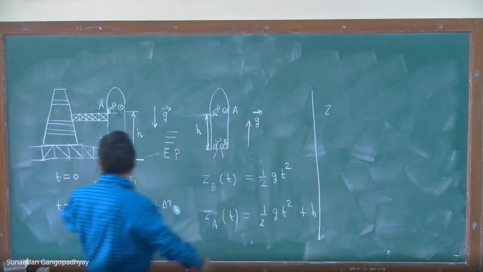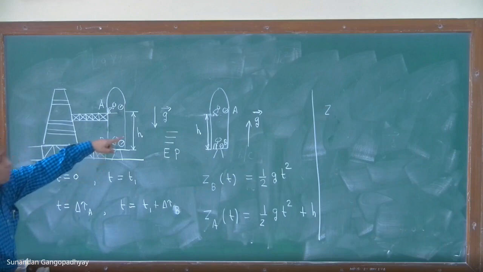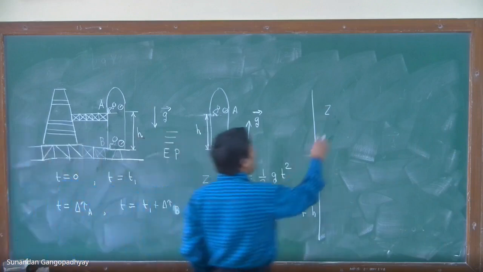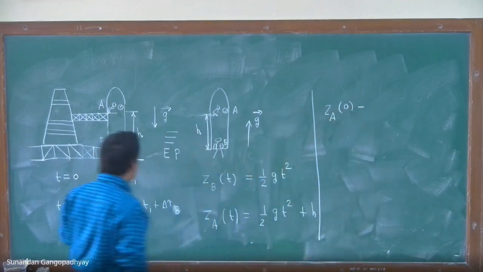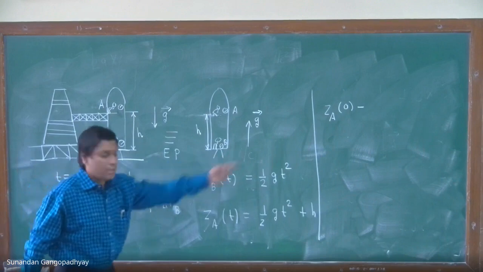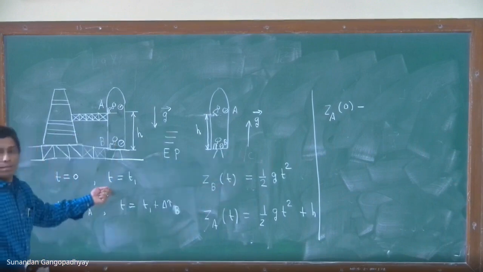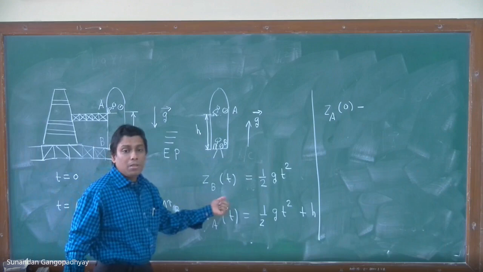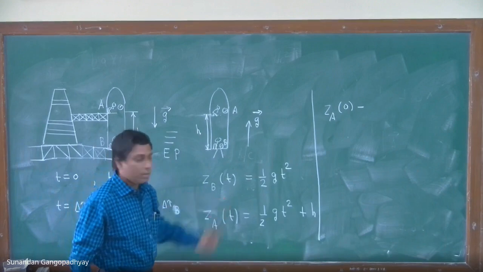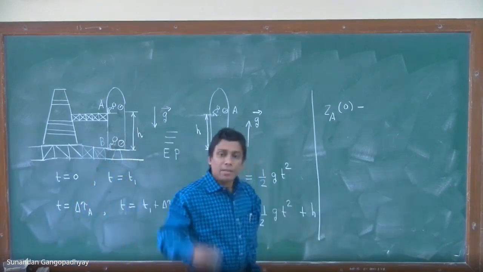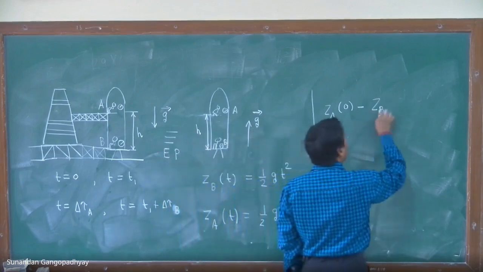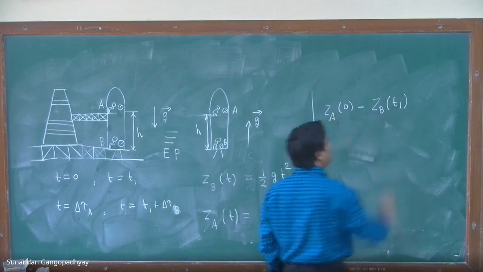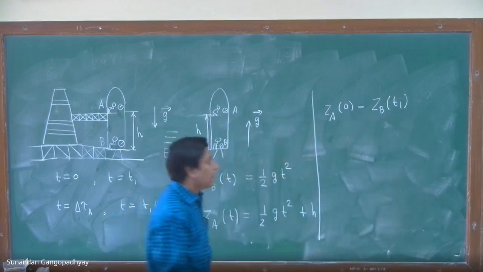Let me remind you, at time t equal to 0, Alice has sent the first pulse. So the distance traveled by the first pulse will be ZA(0), and Bob is receiving the first pulse at time t equal to t1. What is the position of Bob at time t1? ZB(t1). So the distance traveled by the first pulse is ZA at t equal to 0 minus ZB at t equal to t1. Right? And that is equal to what?